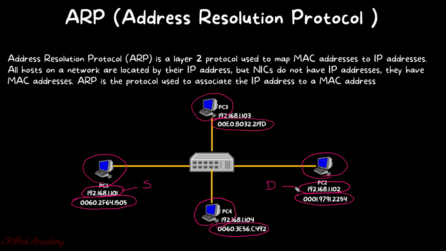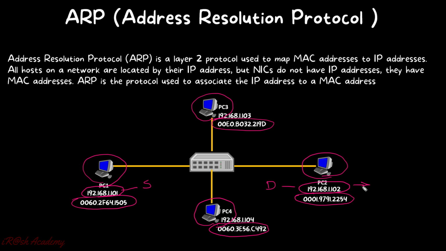So the switch wants to send this traffic to the destination 192.168.1.102. The switch uses the ARP protocol to convert this IP address into the physical MAC address. When the switch uses ARP, it can get the MAC address of PC2. So here the switch is using ARP to convert the destination IP address 192.168.1.102 to its specific MAC address.